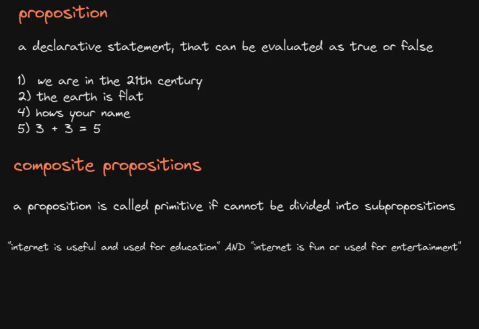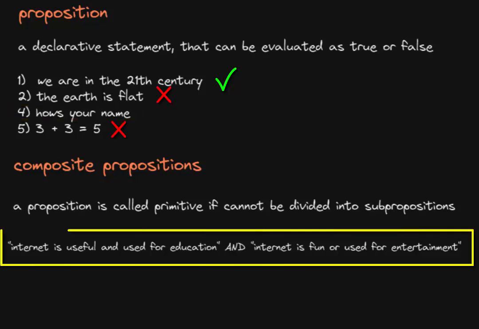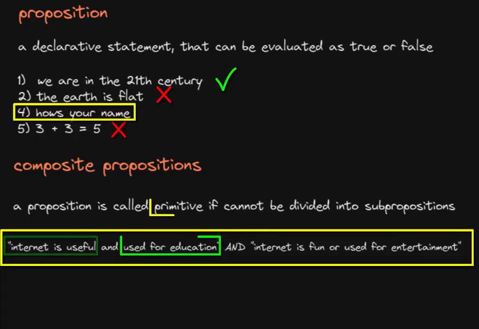A proposition is any statement that can be evaluated as true or false. In that way, this is true, those are false, and this is not a proposition, so it cannot be evaluated. A composition of propositions is right here. In this example, we have 4 primary or primitive sentences connected with words such as and, or. These words are called logic operators.